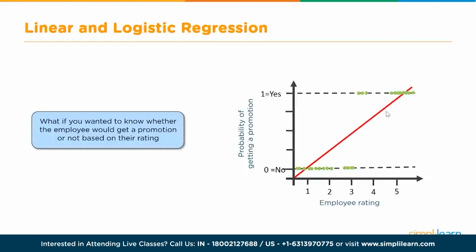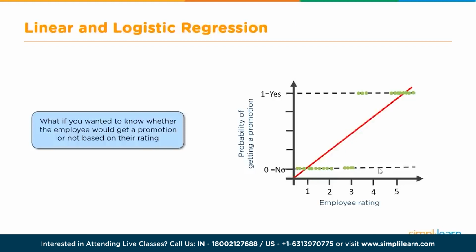We just plotted the data about whether an employee has got promotion or not. Yes, no, right? So there is nothing in between. And what is the employee's rating? Ratings can be continuous. That is not an issue. But the output is discrete in this case. Whether the employee got promotion, yes or no.